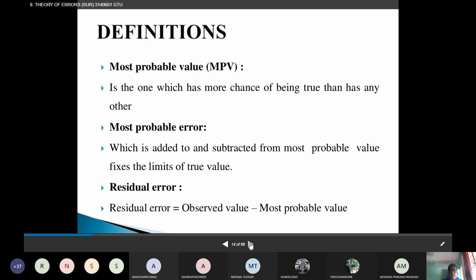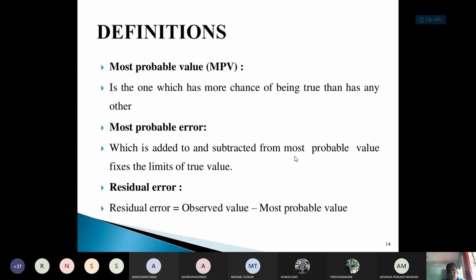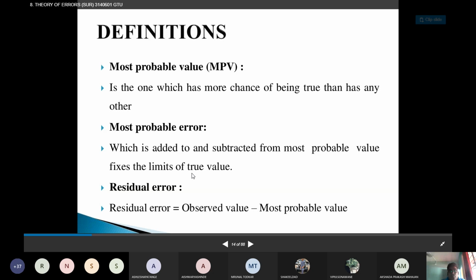The next, the most probable value, is a very important part when doing the project on geodetic quadrilateral adjustment. You need to find the most probable values of all the angles. So it is the angle or the value which has more chance of being true than any other. Then the most probable error is the error which is added to and subtracted from the most probable values, and these values fix the limit of the true value.